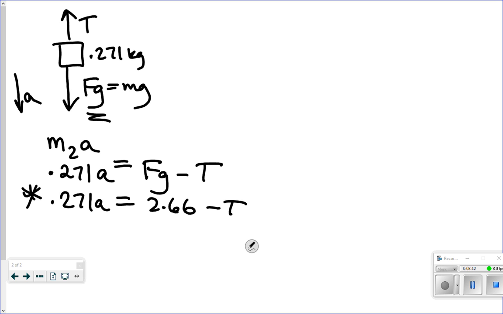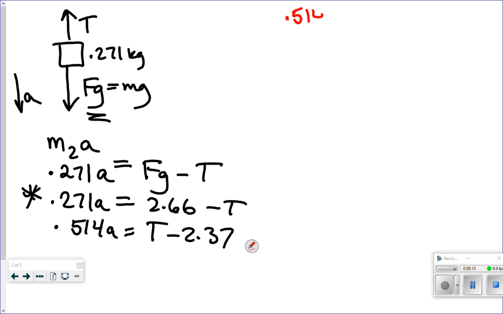So I'm going to take a minute and I'm going to put down the other equation. I'm going to show you two ways to solve this. All right, so my other equation, 0.514a equals T minus 2.37. All right, and I'm going to come back to this side of the board in just a moment. But what I'm going to do first is the most common way that I see general physics students solve this question. And nothing wrong with that. Let me show you what I tend to see.